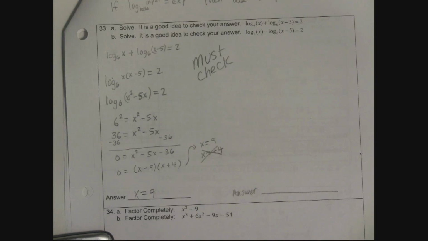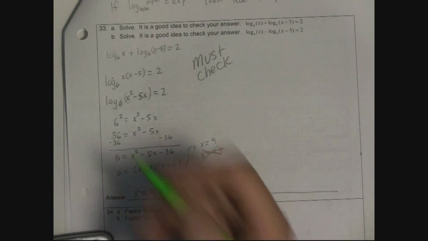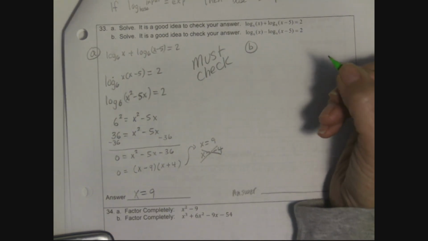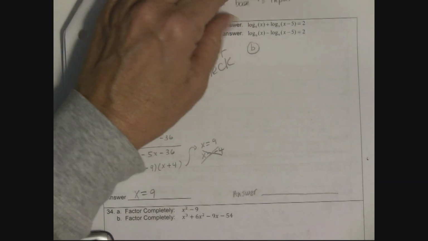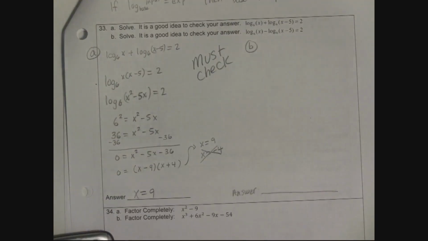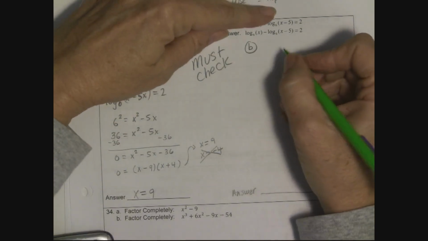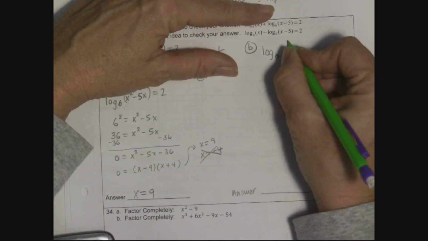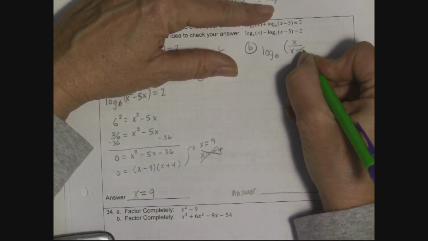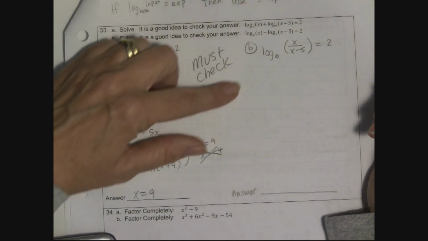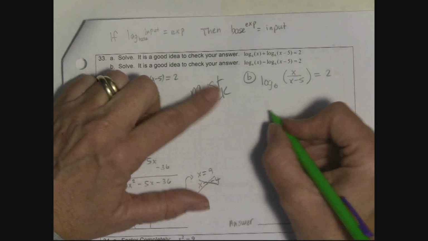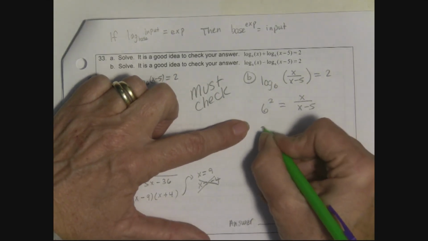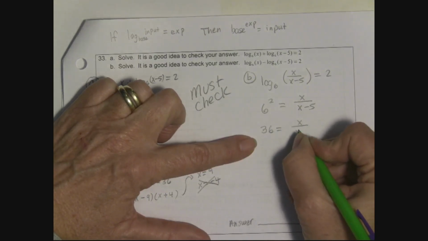Okay, now I'm going to solve the one that's subtract, which is B. So this was A. Having to solve 2 of them at a time here when I thought I was almost done. And so is this one a double as well? It's not. Okay, yay. When it's a subtract, it's a divide. So this is log base 6 of x divided by x minus 5 equals 2. So using that same property, our base is 6, our exponent is 2, and we get x over x minus 5. So this is 36 equals x over x minus 5.